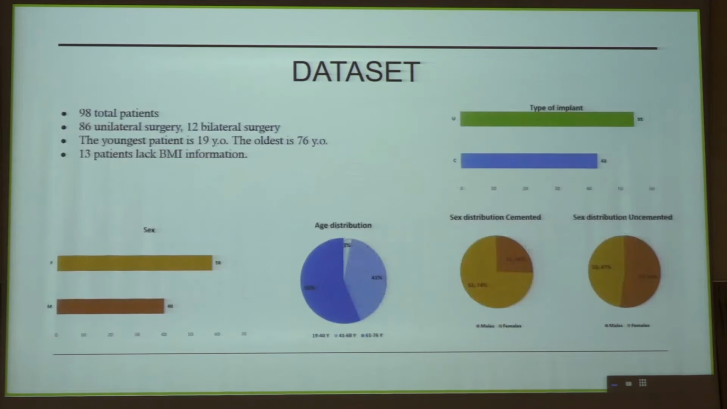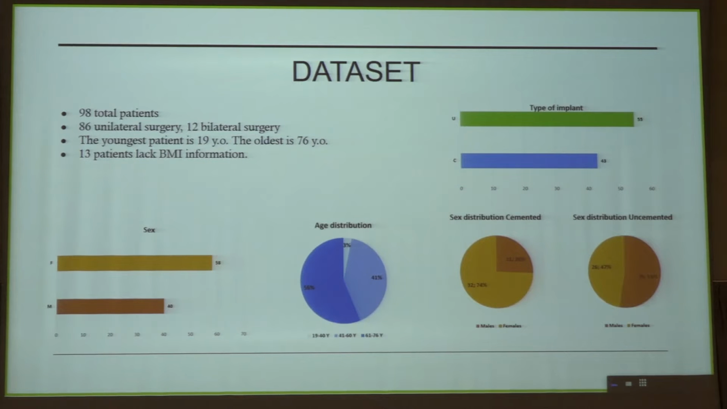Okay, so let's get to how the data are split in our dataset. We have a total of 98 patients. We have 86 unilateral surgeries, which means that the operation was done only for one leg, and 2 bilateral surgeries. We have quite a span of age, from patients as young as 19 to patients as old as 76, even if, as you can see here, the majority of patients were shifted toward higher ranges of ages. We have 13 patients lacking BMI information, and so here is a little summary.